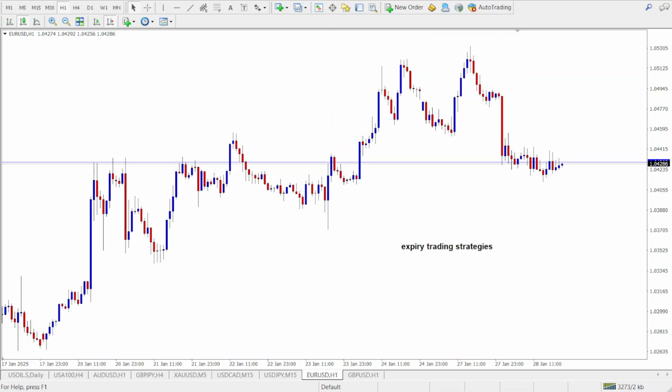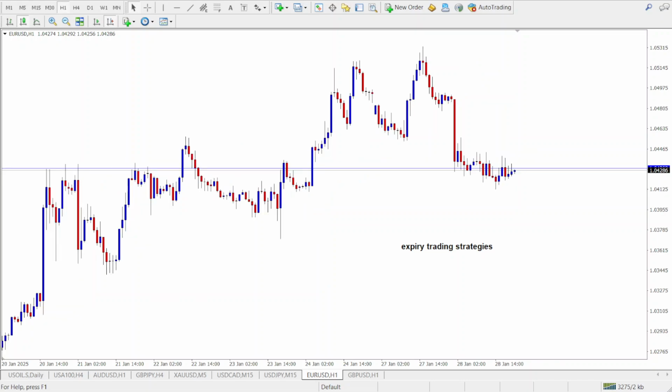Now, why should you incorporate expiry trading strategies into your trading routine? It's basically about timing, right? Timing is everything in the forex market, and expiry trading gives you an edge in catching those high precision moves before a contract expires. Markets can become more volatile around expiry because traders and investors are looking to close out positions, hedge their risks, or capitalize on the last minute price swings.